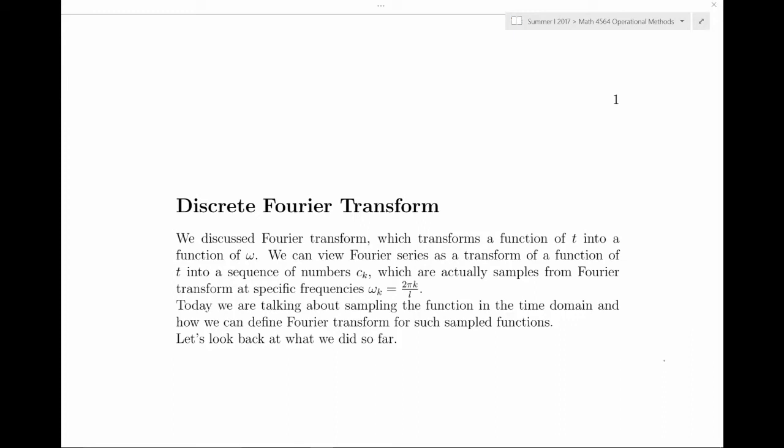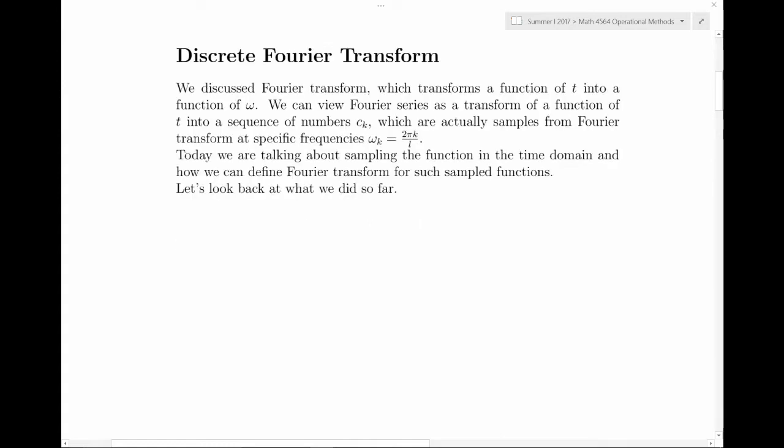Today we're talking about the discrete Fourier transform, which is the mathematical background behind the digital revolution we enjoy today. So far we talked about the Fourier transform as a transformation that takes a function from the time domain and transforms it into another function in the frequency domain. We also talked about the Fourier series as a transformation that takes a function from the time domain and transforms it into a series of coefficients.